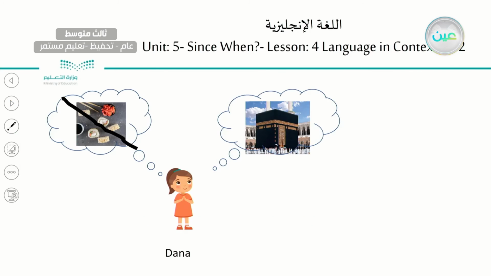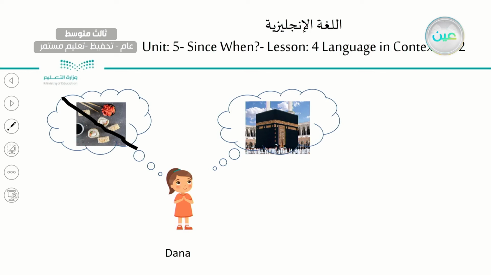I have here another exercise. Here we have a picture of a girl. What do you think her name is? Dana. Okay, her name is Dana. Dana, she's thinking about things she has done and things she has never done in her life. Okay. Dana, do you think she went to Mecca before? Yes. And here, because we have the X here, she didn't try sushi.